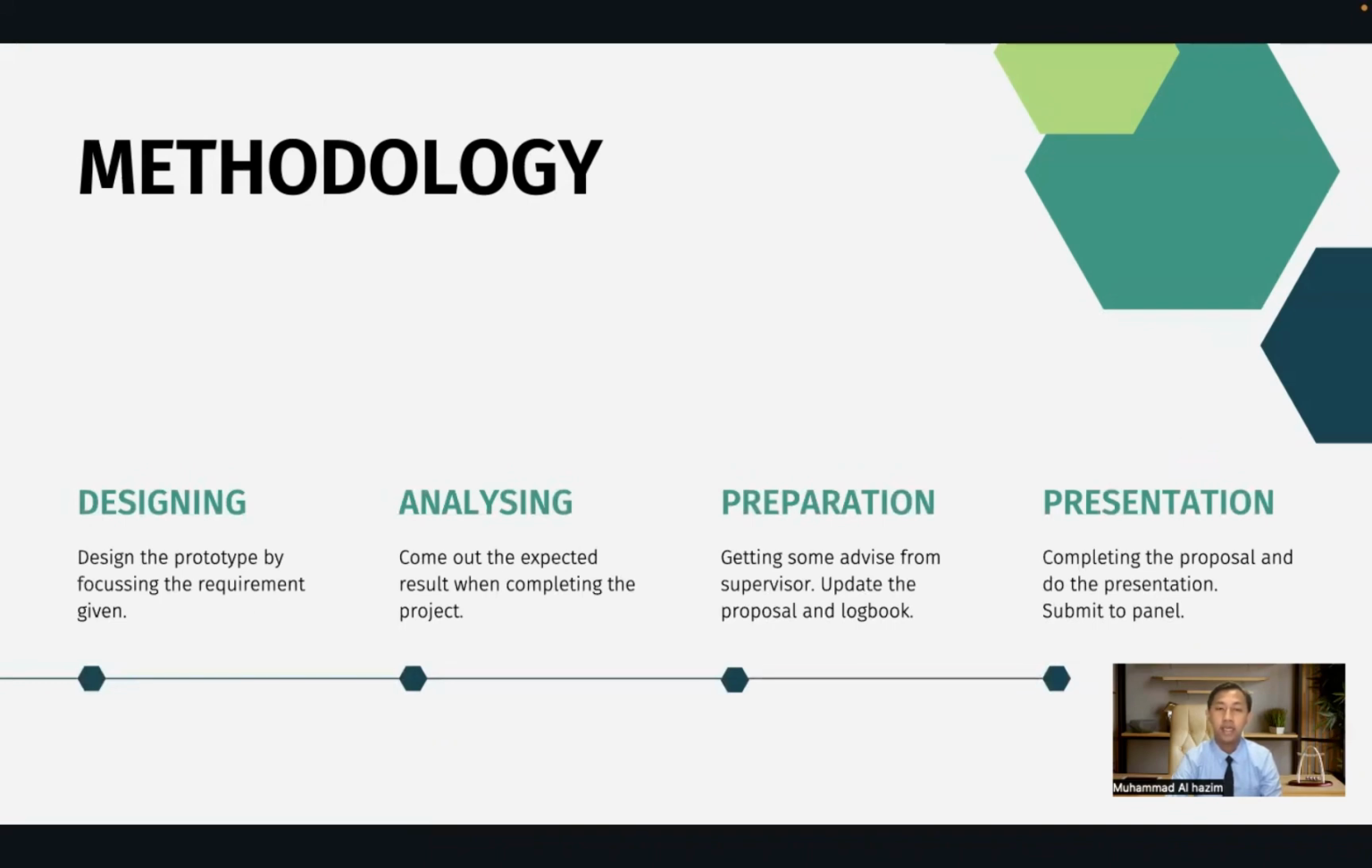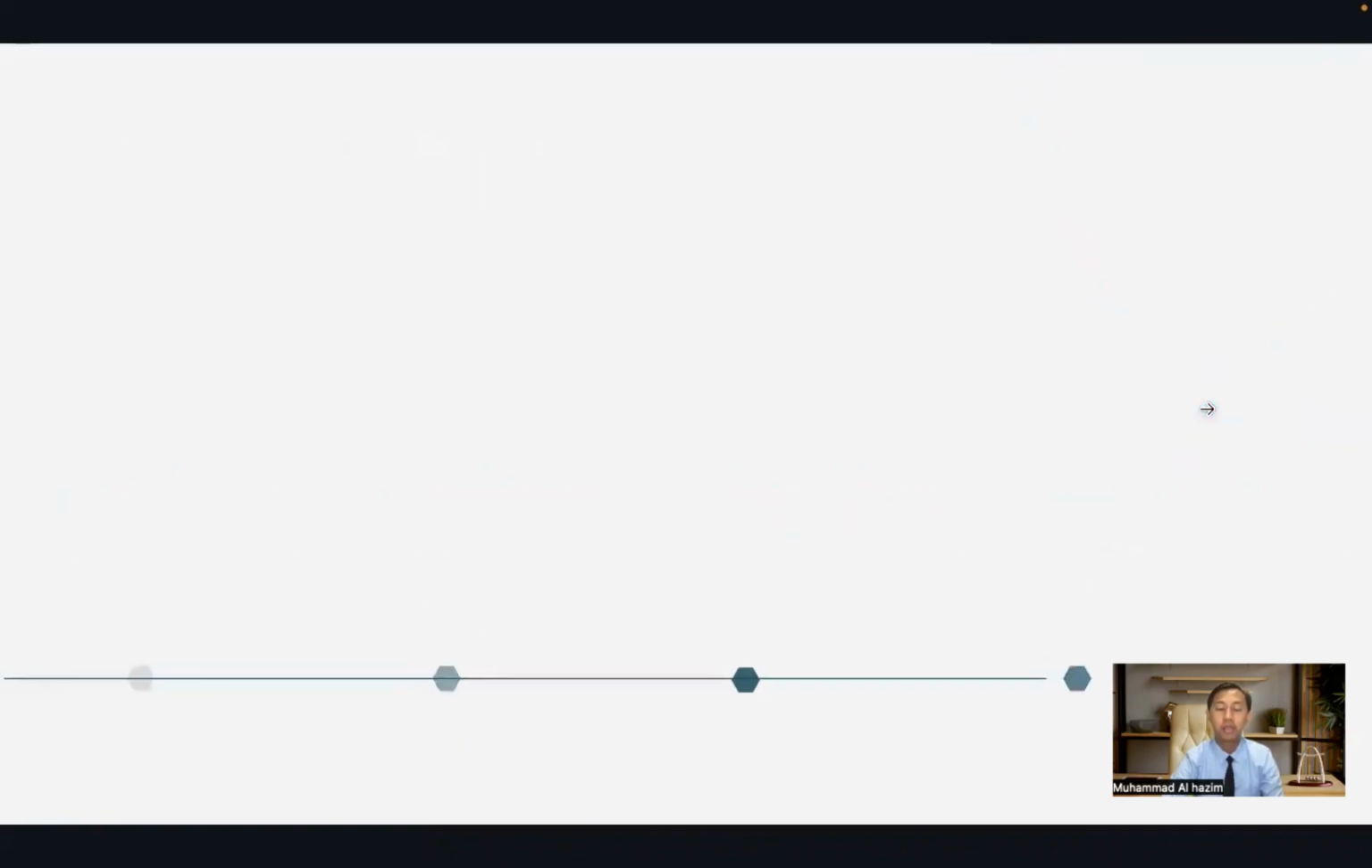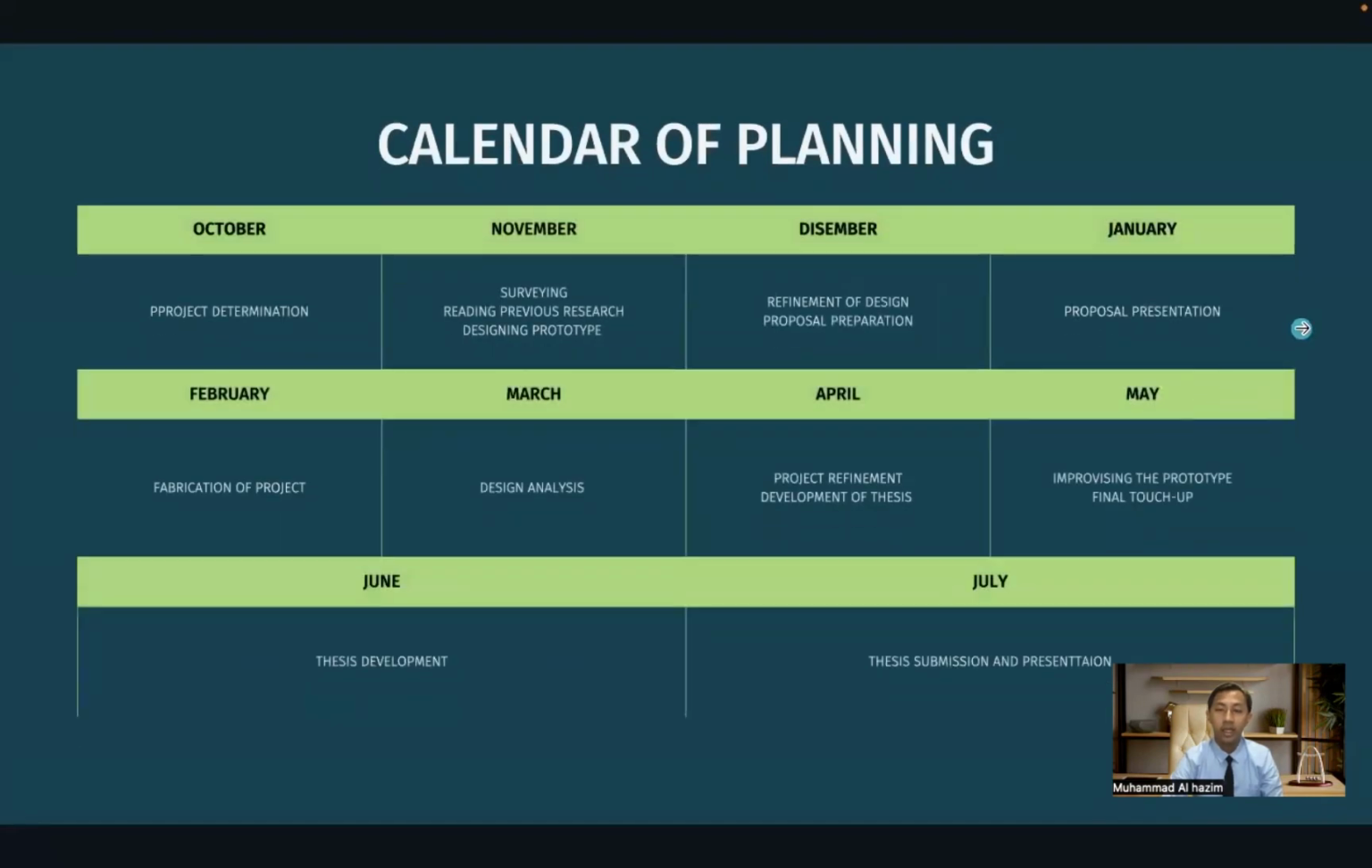After I finished my design development, I started to analyze the design and got advice from the supervisor. After I finished the analysis and made the final design of the product, I prepared the proposal to give to my supervisor, and then I started my presentation about my proposal. This is my calendar of planning, which starts from October until July. This calendar explains the overall project.